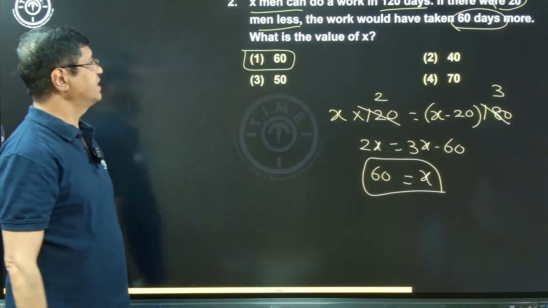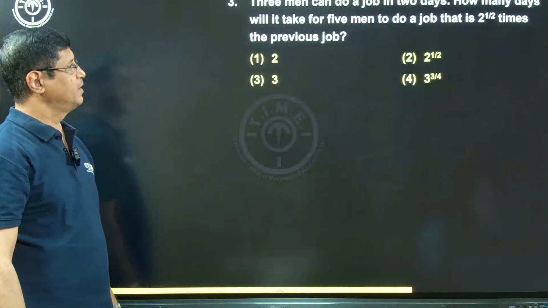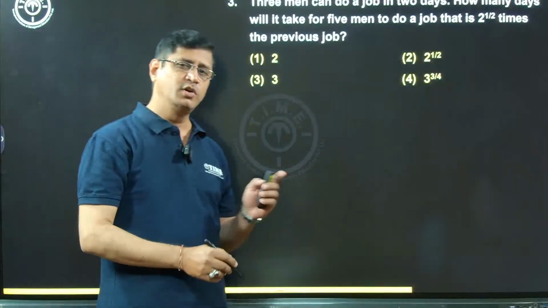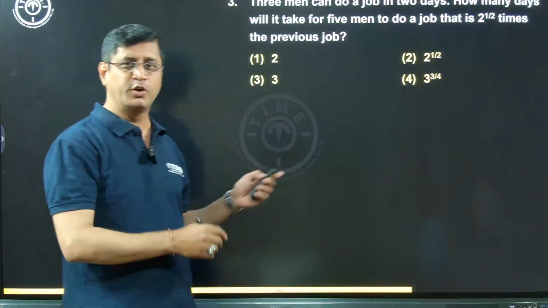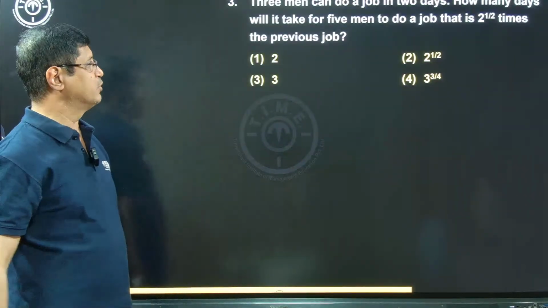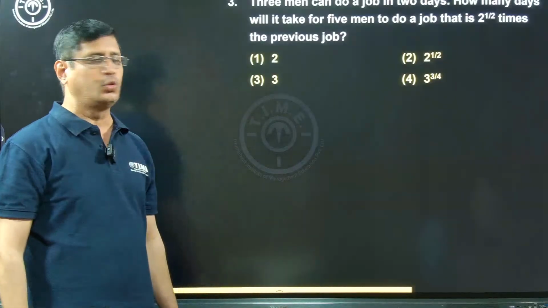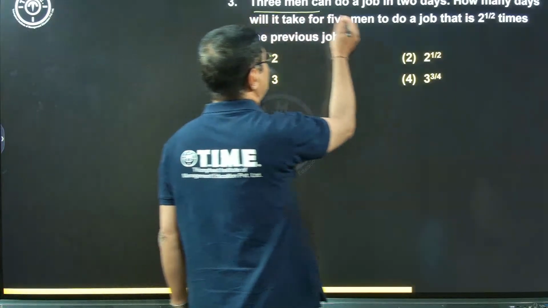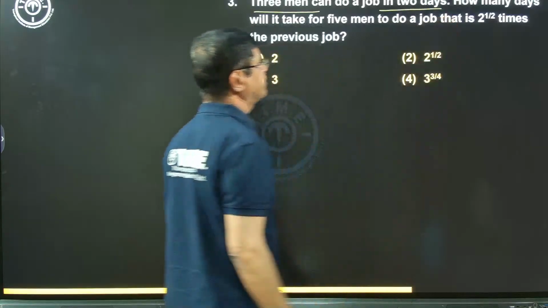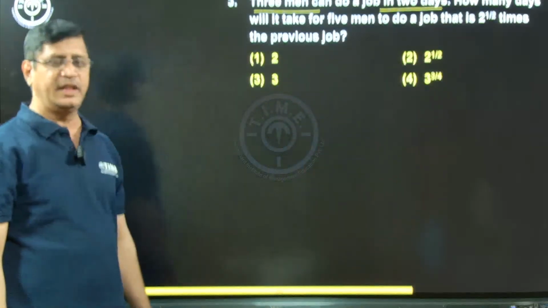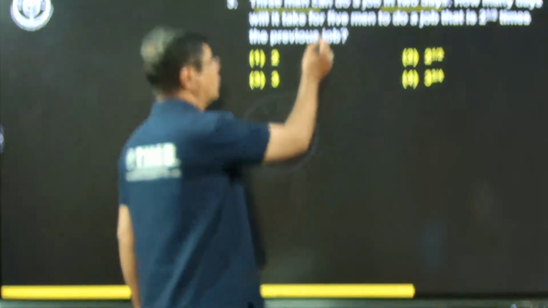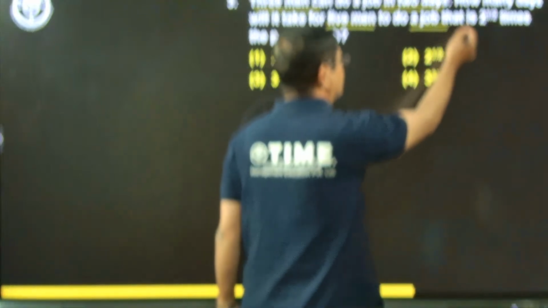Now look at the next example on your screen. My dear students, watch this video till the end because we are going to discuss very good examples in this session. Okay. 3 men can do a job in 2 days. How many days will it take for 5 men to do a job 2.5 times the previous job?